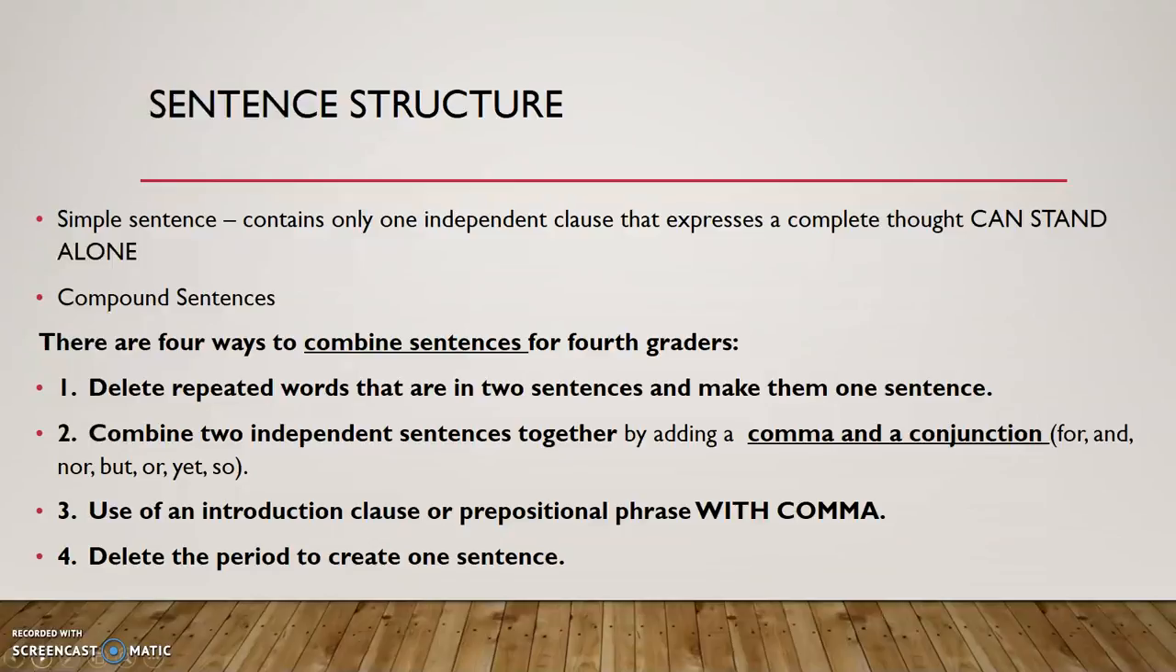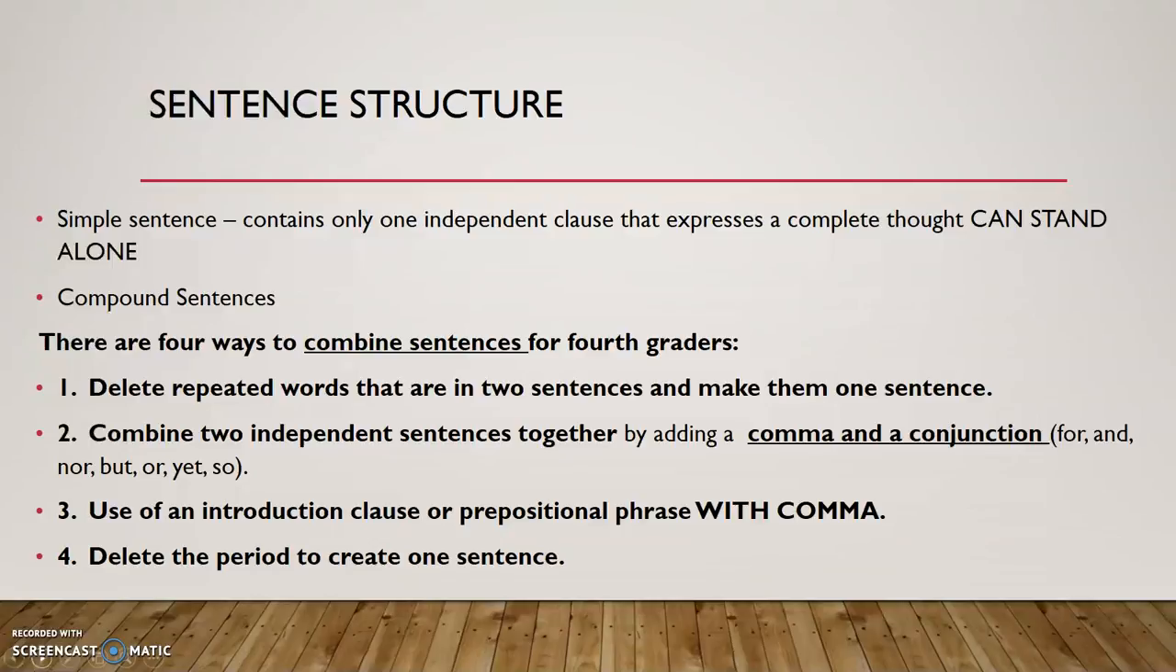3, we can use an introductory clause or a prepositional phrase with the comma. The comma goes after the prepositional phrase. So there's a prepositional phrase: while going to the store, comma, mom likes to sing in the car. So while going to the store is a prepositional phrase because it starts with the preposition. All right, and then 4, we could delete the period to create one sentence.